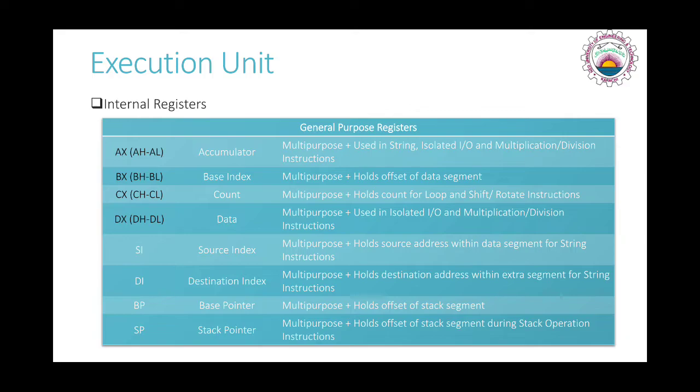Then BX register, base index register, it is also another multi-purpose register, and the dedicated operation assigned to that register is when you are using this register to access memory. Whenever you are using this register to access memory, it will be holding offset address within data segment. What is the offset address? That will be discussed in the coming lectures.